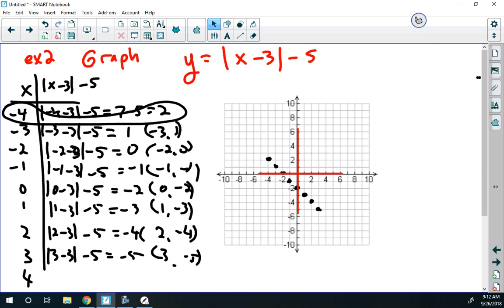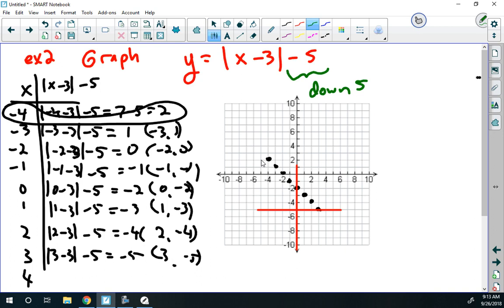Let's think back to yesterday. Yesterday we said that if you add something to the end of a function like we're doing here, that's going to do what to the function? Bonjour. Good day. It's going to translate it. Which way? Well, the minus 5 at the end. It's not going to be up. It's going to be down. How many? Down 5. So that says, okay, we're going to take this crosshair and we're going to drag the crosshair down 5.